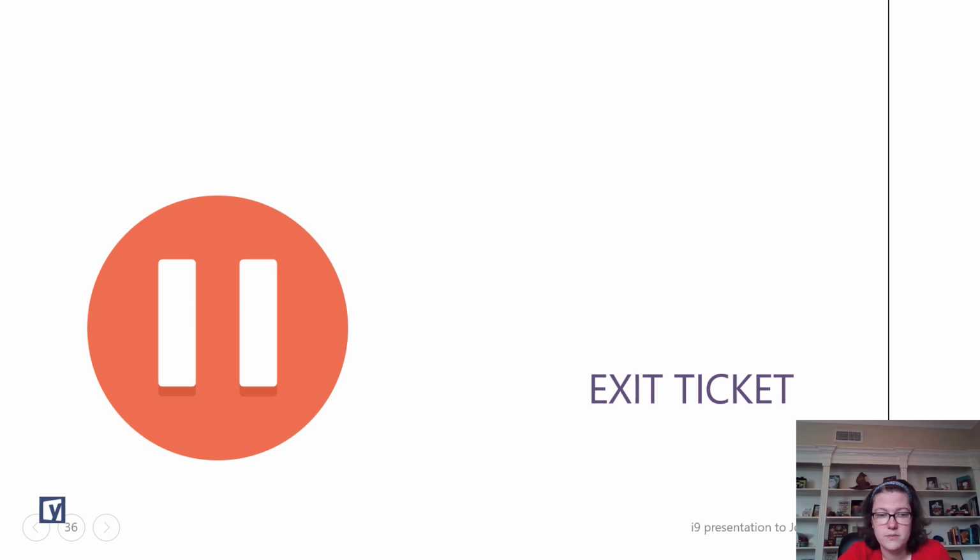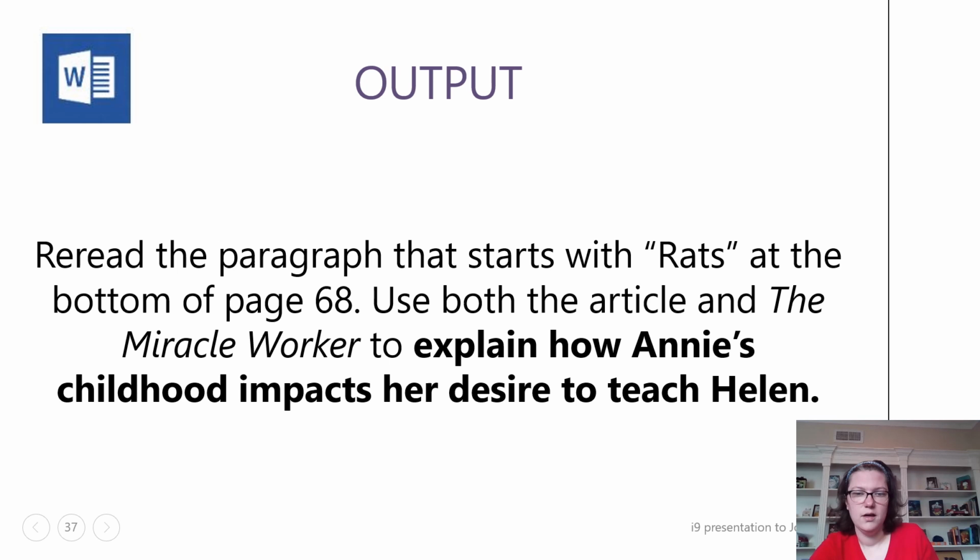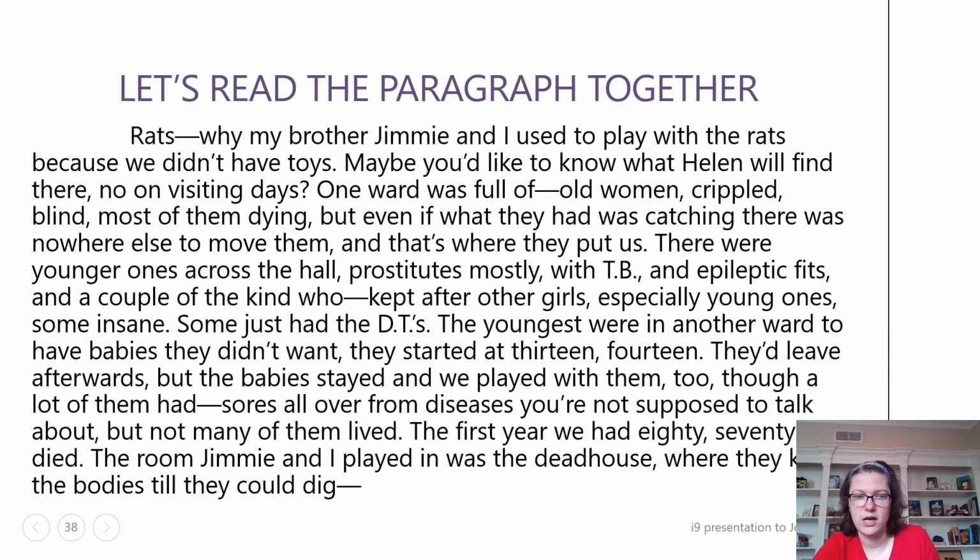All right, now it's time to do your exit ticket. I know this video was pretty long. However, I know that if you've watched it to this point, you're gonna do a good job on your exit ticket. So the output is just what we talked about. Reread the paragraph that starts with rats, and then the article, and explain how Annie's childhood impacts her desire to teach Helen.